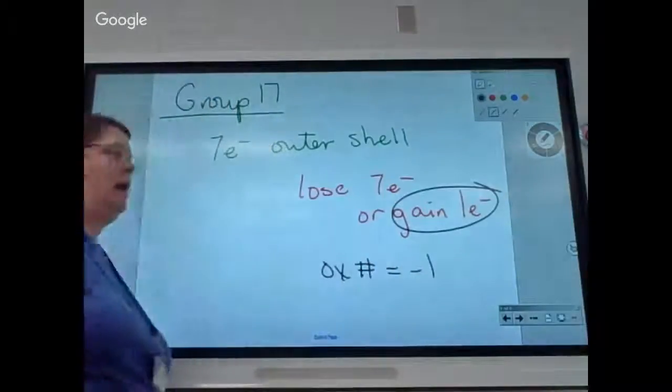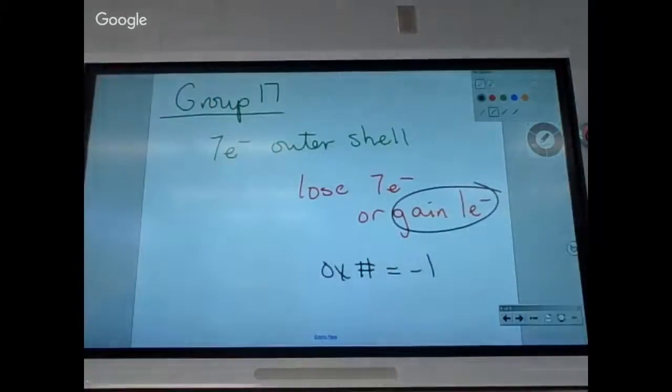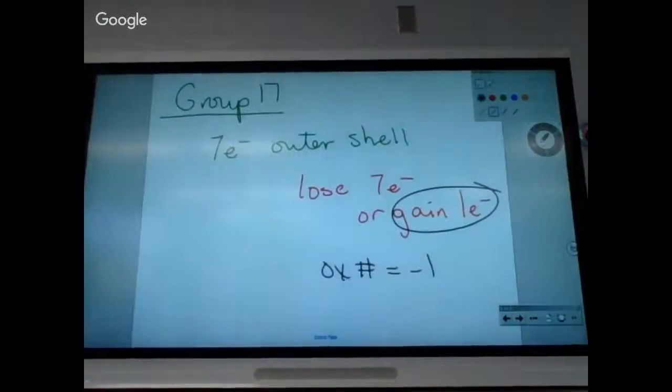While some of you are writing that, because I know you want your notes complete, what's going to happen when we get to group 18? It's going to be 0. Why is it going to be 0? Because there's 8 electrons. So what's it going to do when it has 8 electrons? Nothing. It's not going to lose or gain anything.